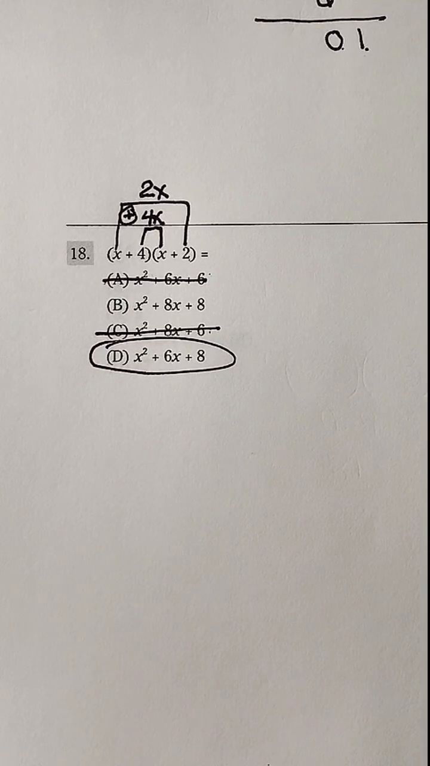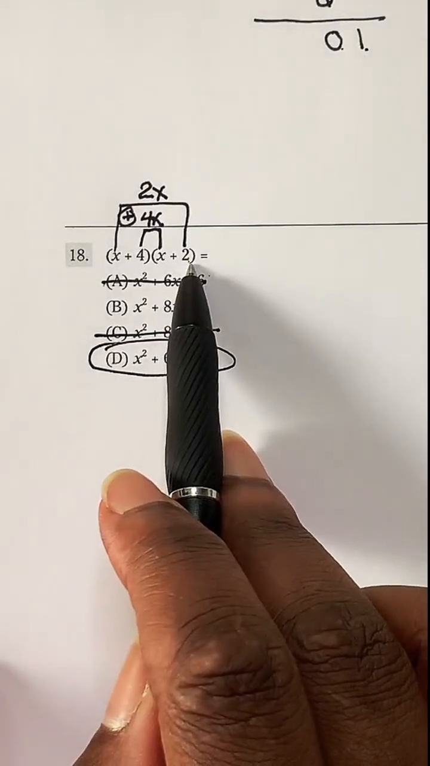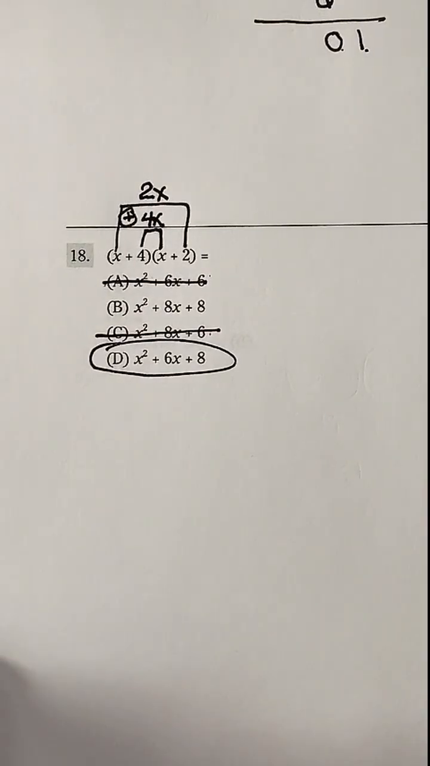All right, where did the 8 come from? 4 times 2. Okay, all right, so 4 times 2.